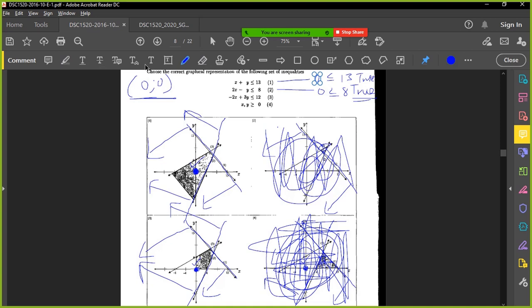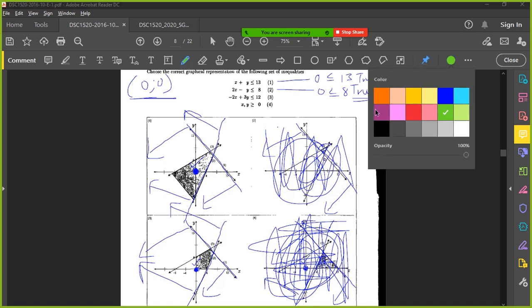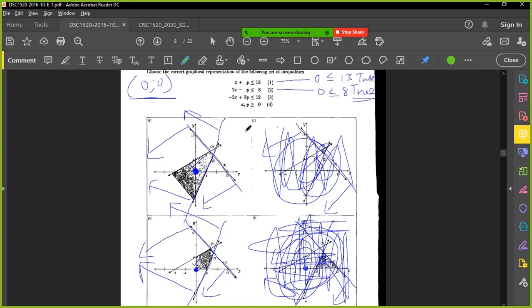Let me just put something over this. It's looking a bit messy. Let me see if I can just draw. Can I draw something on here? Oh no. Okay, that draws a block. Okay, it's fine. All right. Let me just change color now.